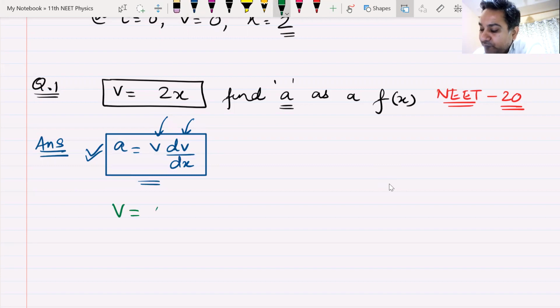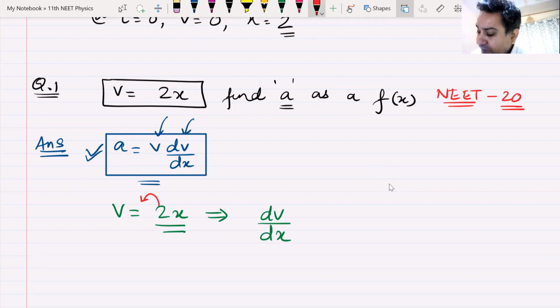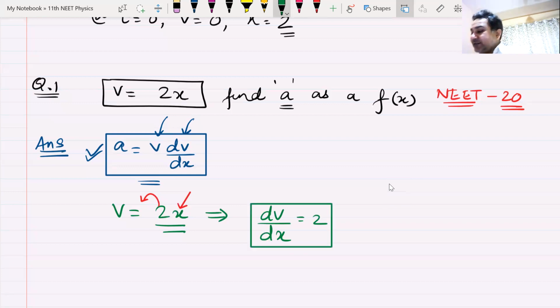I know v is 2x. I differentiate this with x. So dv by dx will be the derivative of 2x. How do I get the derivative of 2x? 2 will jump out. Derivative of x will be 1. So dv by dx becomes 2. Am I clear?